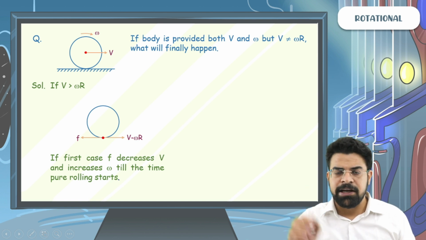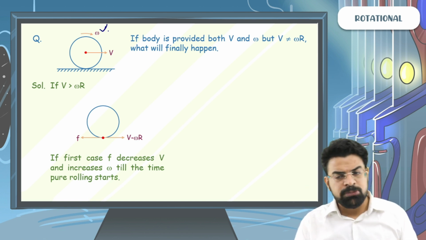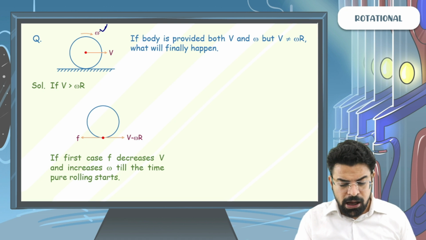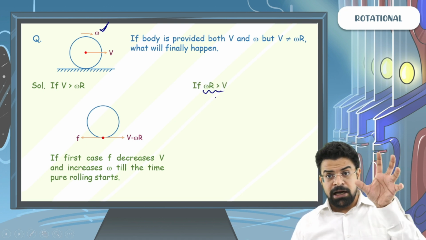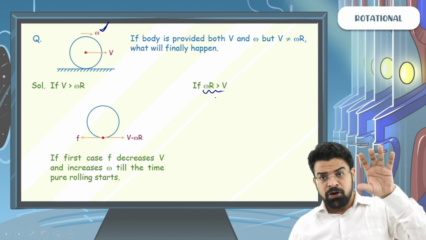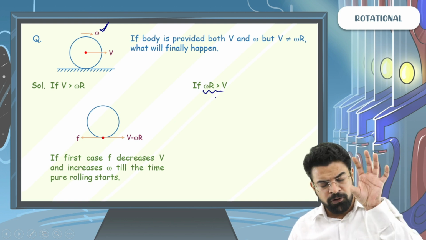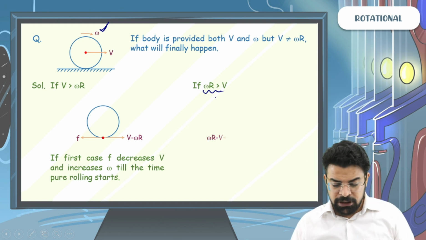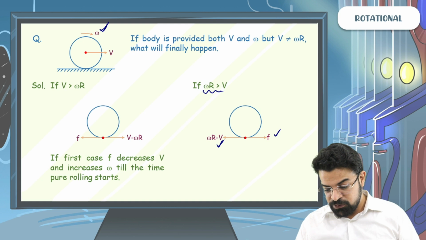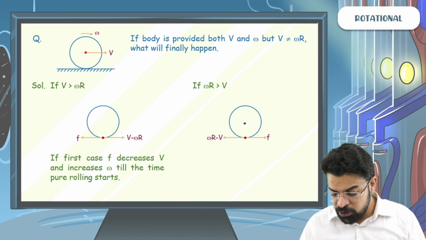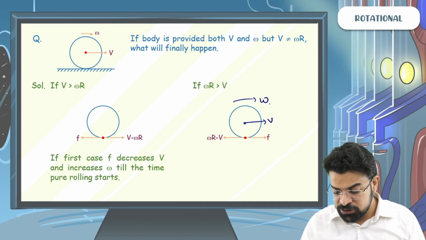Let's think of the second case. What if the angular velocity provided is very large? So omega r comes out to be more than v. If omega r is more than v, then at the point of contact, the backward velocity because of omega r will be more than the forward velocity because of translational. So the net velocity at the point of contact will be backward, omega r minus v, and the friction force is forward. Now think that the body has a velocity v and an angular velocity omega.